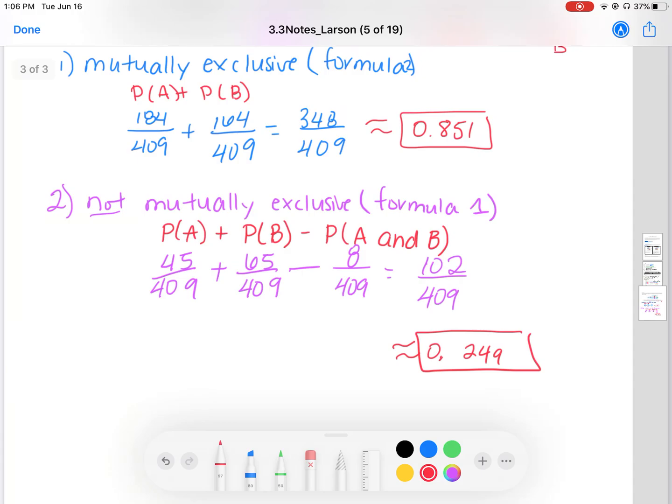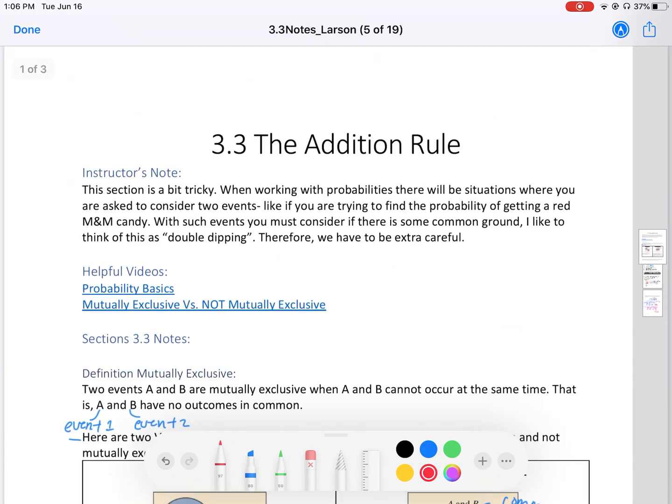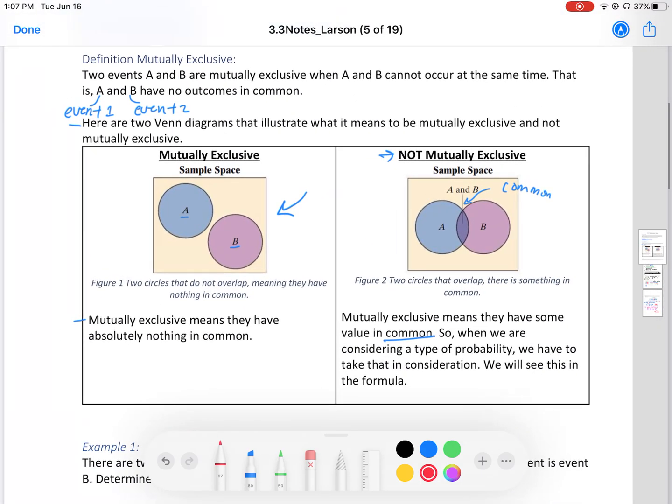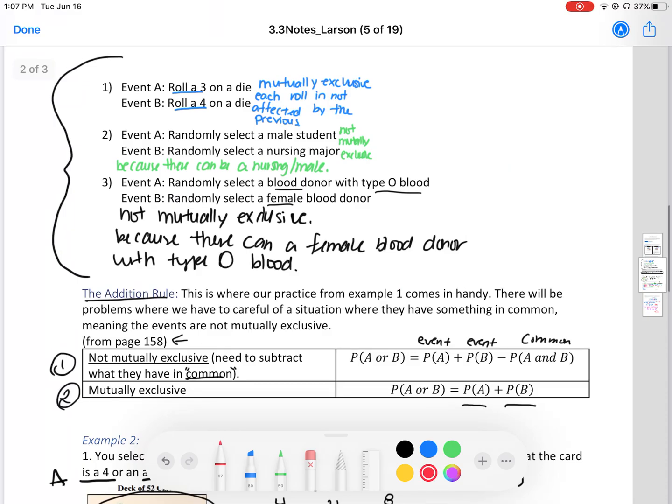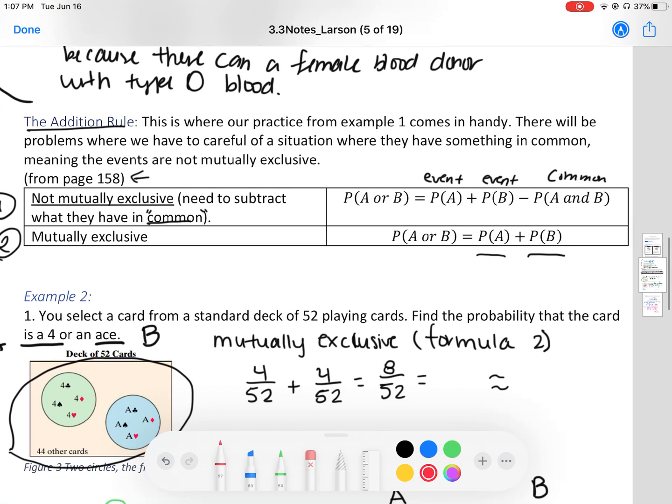All right, so this is section 3.3. I want to highlight 2 pieces. We learned about mutually exclusive and not mutually exclusive cases, and we have to be careful, look at each story separately, and think if they have any common ground. If so, I want to use one of these 2 formulas. And that depends whether we decide that they're mutually exclusive or not mutually exclusive. All right, that's it for 3.3.